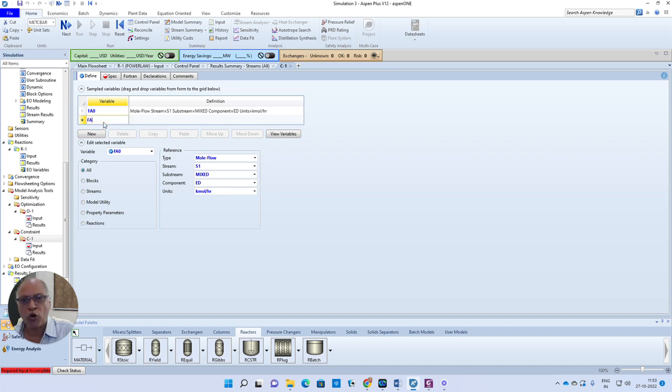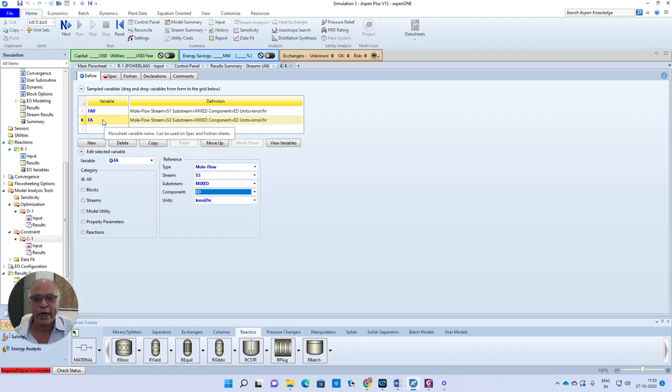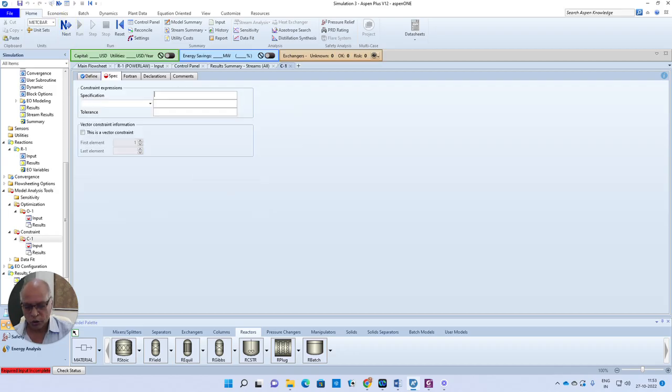Similarly, define the molar flow rate of ethylene diacetate in the exit from the second reactor. So this is again mole flow. Exit from the second reactor is stream S3, component is ED. So these two variables are going to represent the molar flow rate of the reactant at the entry and exit. Now let me go to the next. We know the conversion is defined as FA naught minus FA divided by FA.